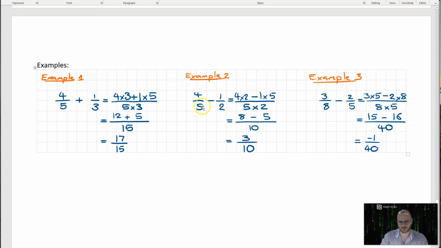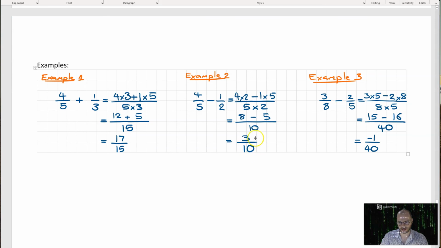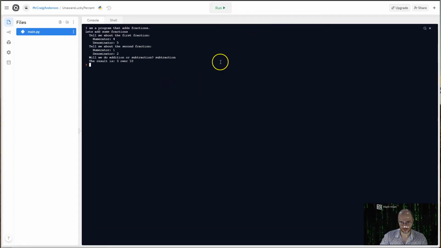Let's have a look. 4 over 5 minus 1 over 2. 4 over 5, 1 over 2, and we're doing subtraction, and thus we get 3 over 10. Let's compare. Indeed we do. Then finally we go 3 over 8 minus 2 over 5. 3 over 8 minus 2 over 5, and we're doing subtraction, and we get minus 1 over 40.